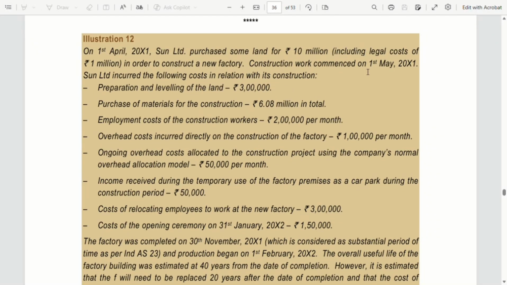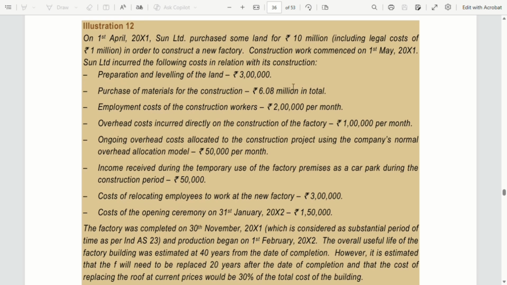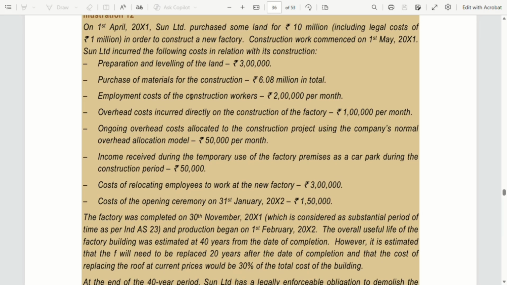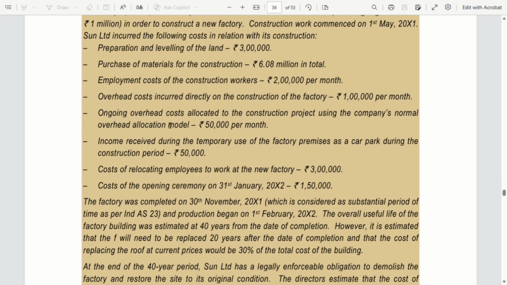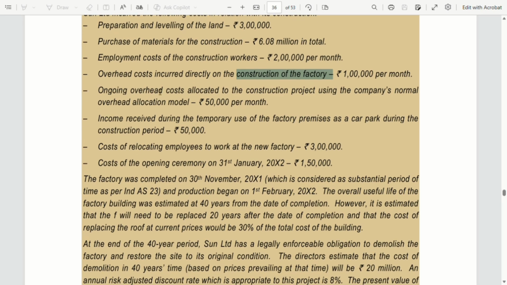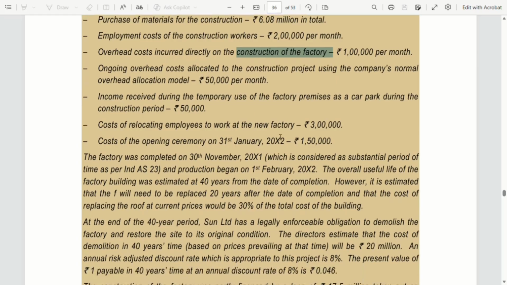So whatever expenditure there is, we will consider it from 1st May. Sun Limited incurred the following costs in relation to its construction: preparation and leveling of the land 3 lakh, we can add this cost. Purchase of material for the construction, yes, we can add this cost. Employment cost for the construction workers, we are going to add this cost also. Overhead cost incurred directly on the construction of the factory, this is important, so we can add this overhead cost. The others will not be added. That will be recorded in the P&L, this will not be added, and this will not be either.